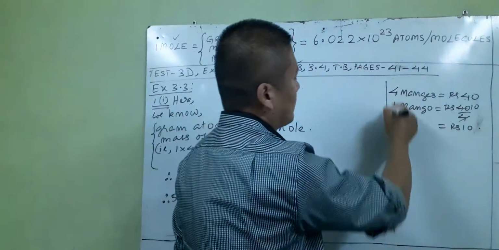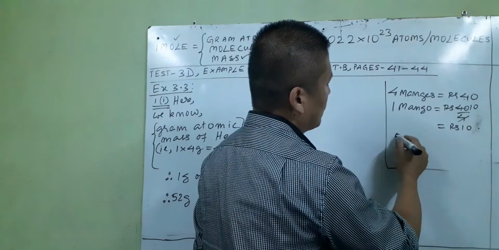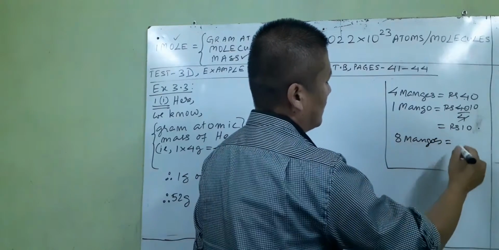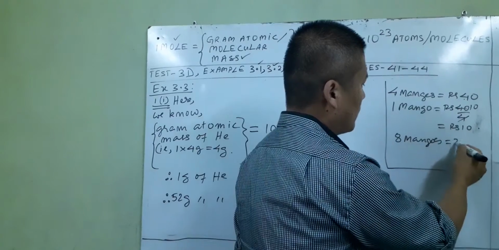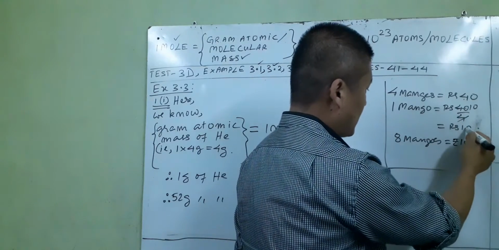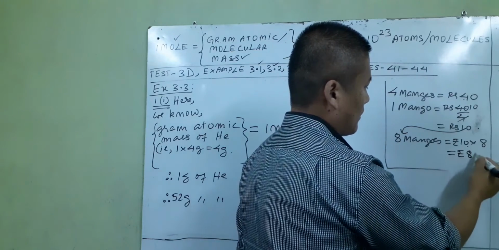So just like you did for mango here, if you want to find the price of 8 mangoes, then how much is the cost? Common sense. Yes, 80 rupees. How do you get that? Price of 1 mango, rupees 10, multiplied by the number of mangoes here. This multiplied by this, and you get that 80 rupees.